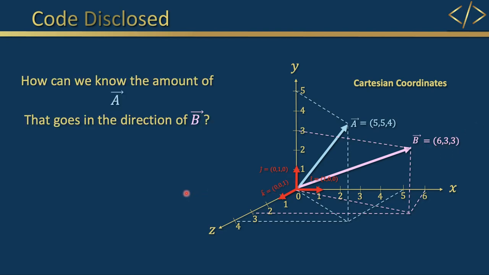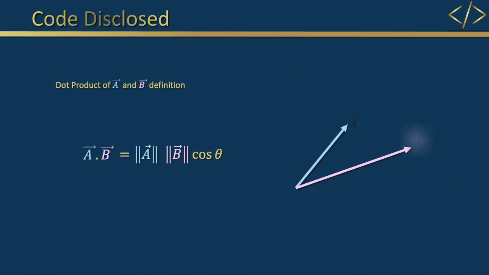All right. Now the question here is, how can we know the amount of vector A that goes in the direction of vector B? In other words, how much of A is there in B in the direction of B? The mathematical operation that allows us to answer this question is the dot product between these two vectors. How to calculate the dot product? Dot product can be calculated by this equation.